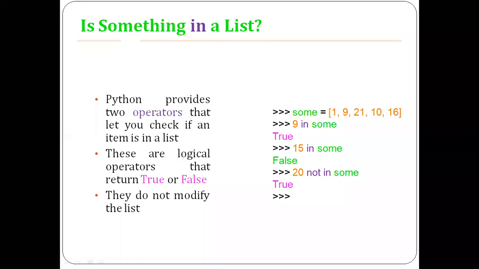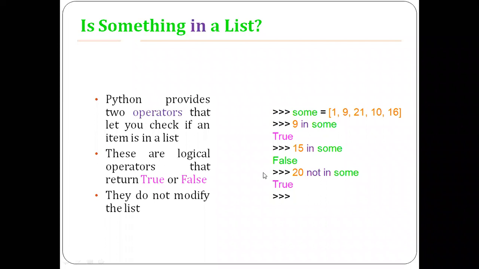Just using two operators: the first one is the in operator and the second one is the not in operator. Both will return logical values, either true or false. In case of in, if the element is found in the list, it will return a true value. If the element is not present in the list, it will return a false value. In case of not in, if the element is found in the list, it will return a false value. If the element is not found, it returns a true value.